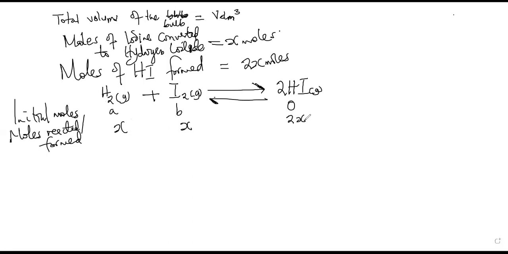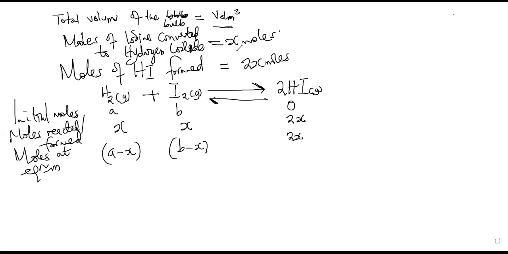And after forming, here we don't need the degree of dissociation, because hydrogen and iodine are reacting directly to form hydrogen iodide. The other time we used the degree of dissociation simply because the hydrogen iodide was dissociating. So here we can get moles at equilibrium. It means we shall have A minus X, those are initial moles minus moles reacted. Then we shall have B minus X, and then we shall have 2X.